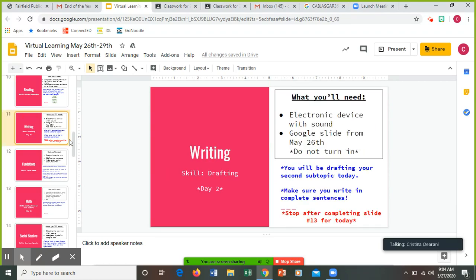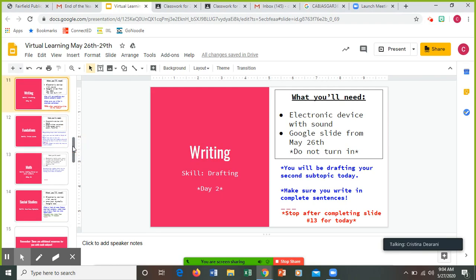For writing, you're going to continue drafting today. So you're going to pick up on those same slides that you were working on yesterday. And today you're going to stop after completing slide 13. All right? So you're going to have to go into your Google, into the waffle, into your Google Slides, and open that up from yesterday.